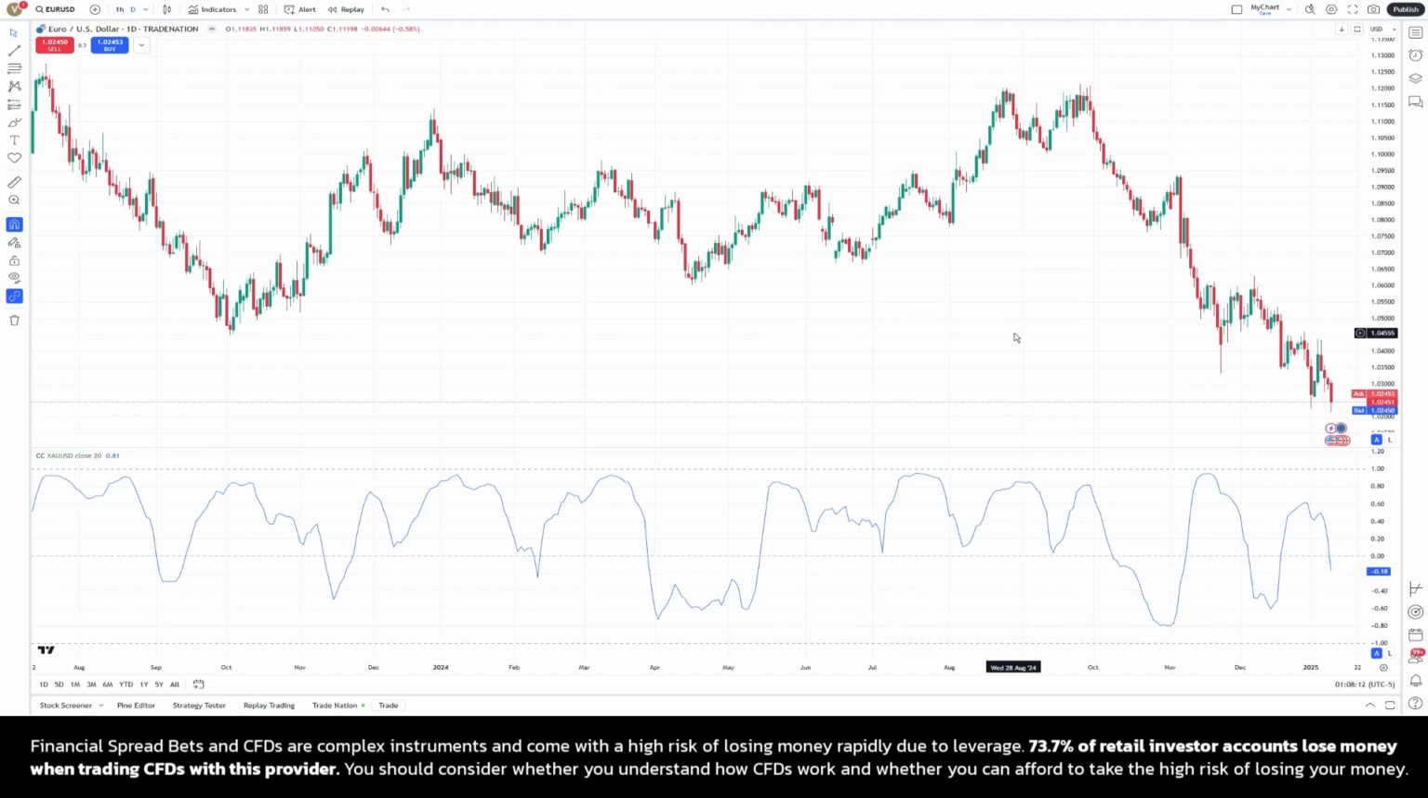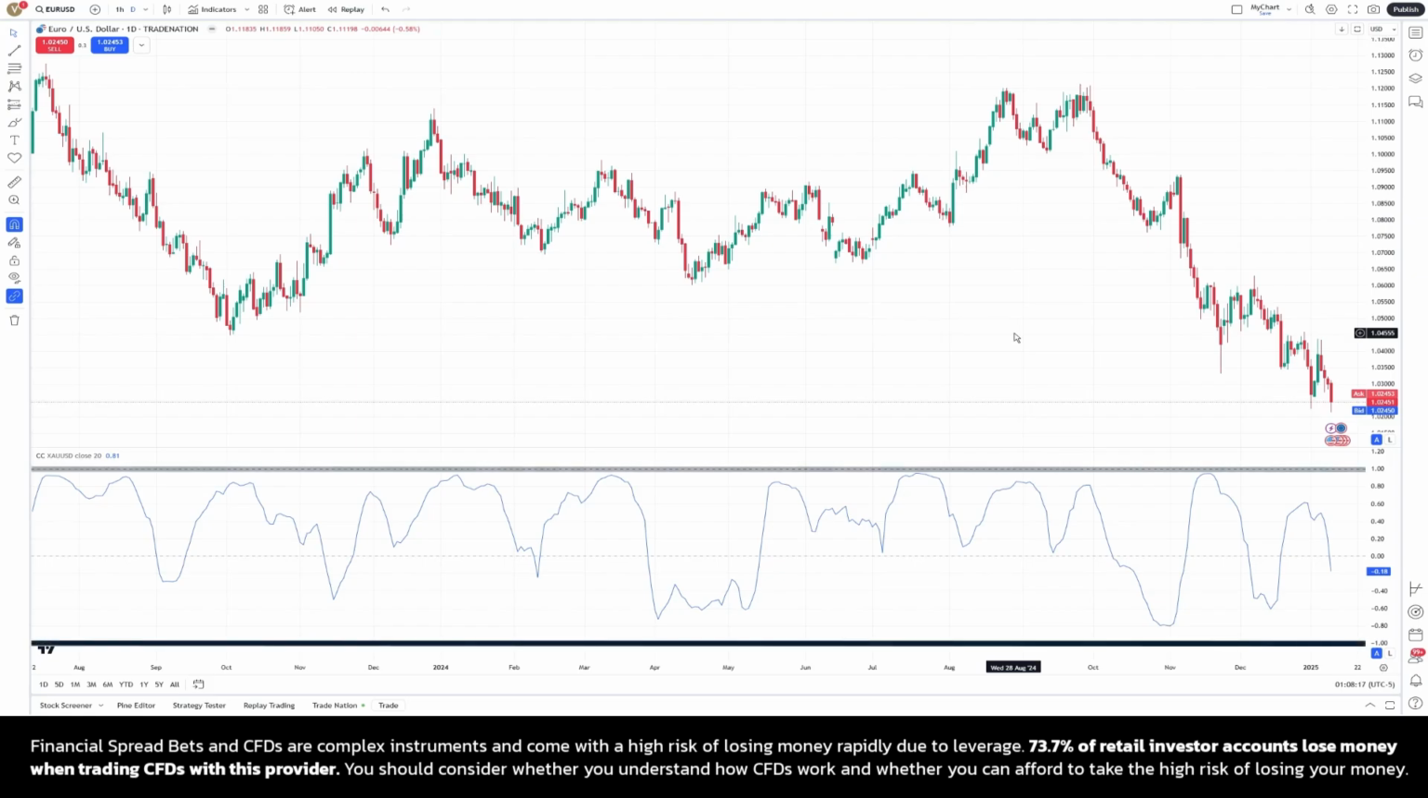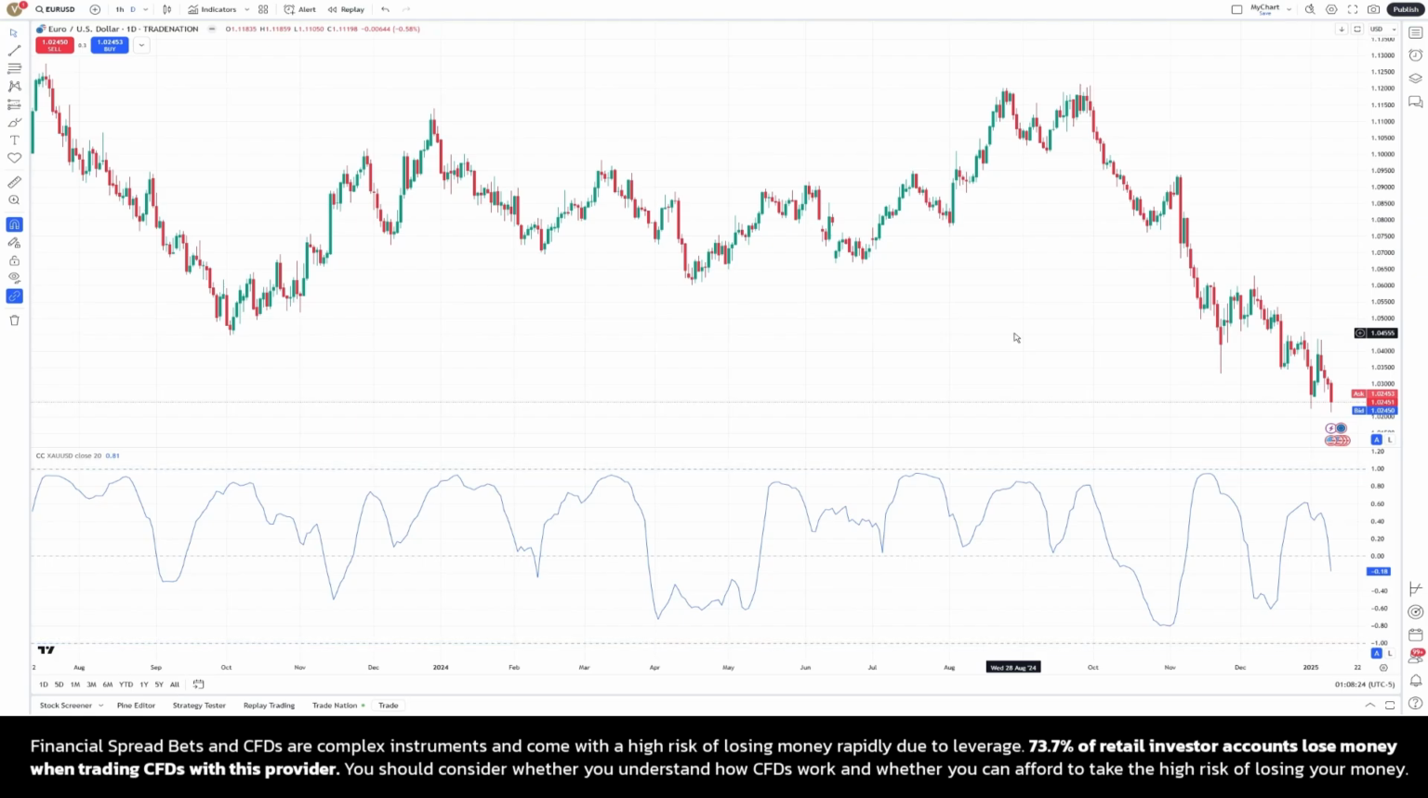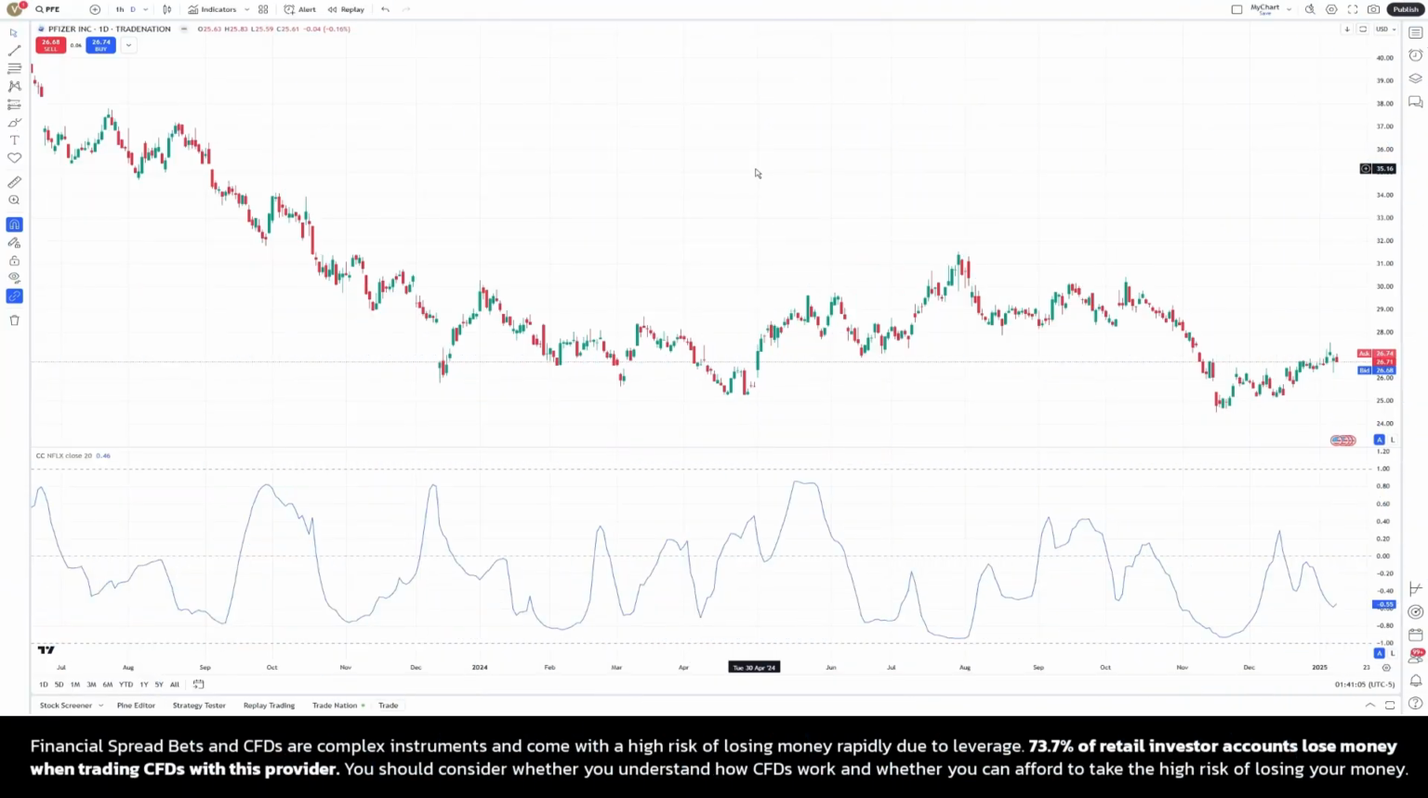The correlation coefficient is displayed as a line that fluctuates between -1 and +1, providing a visual representation of the relationship over time. By observing how the correlation value changes, traders can identify shifts in market dynamics. For instance, a weakening correlation might signal that two previously aligned assets are starting to diverge, which could present new trading opportunities or risks.